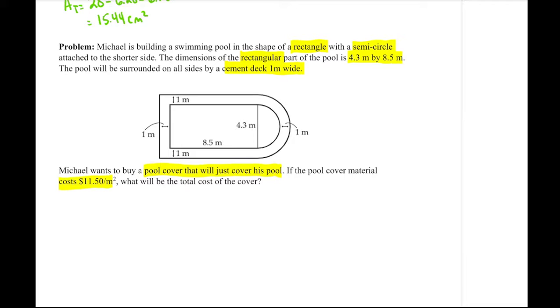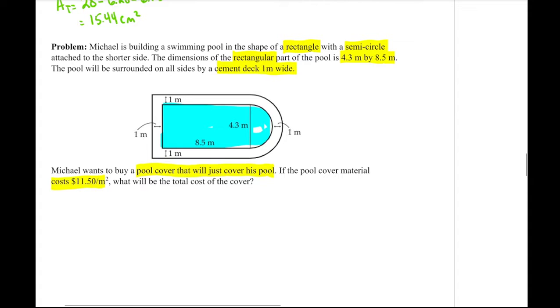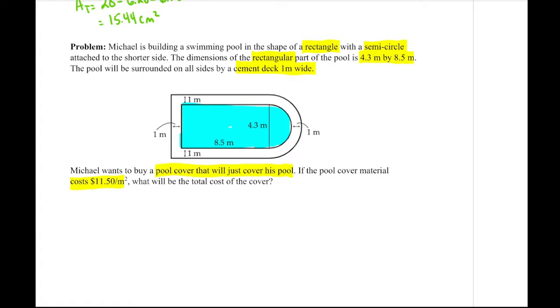Here, there's a lot of added information that we don't really need. We don't really need the cement deck, because the pool cover is only going to cover his pool. So we're only concerned about covering this area, and we are given enough measurements to figure that out. Because we can see that I have area 1, a rectangle, and area 2, a semicircle, the two shapes that were mentioned. The area of the first shape is length times width, 8.5 times 4.3.